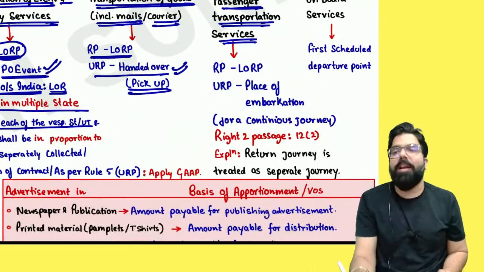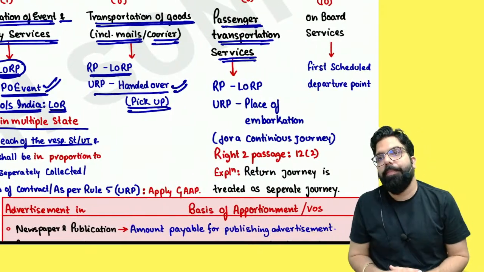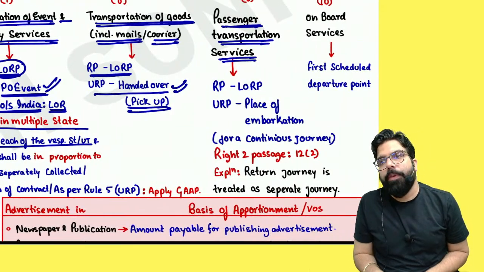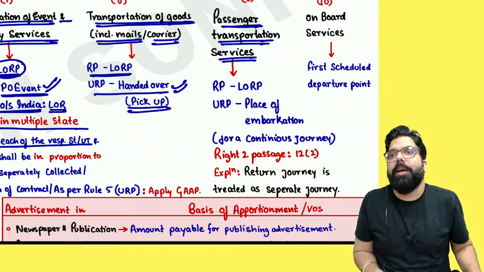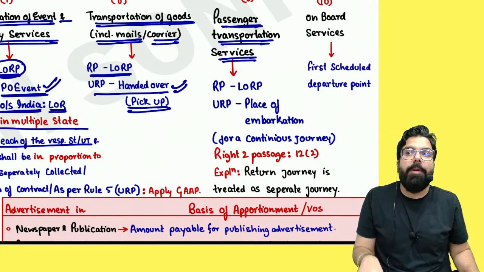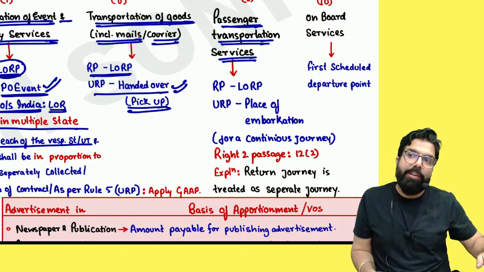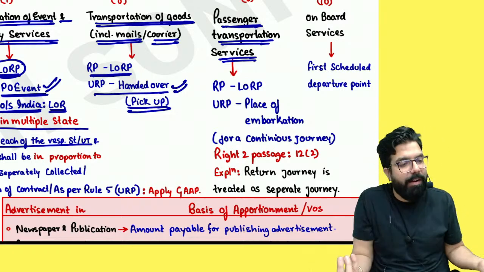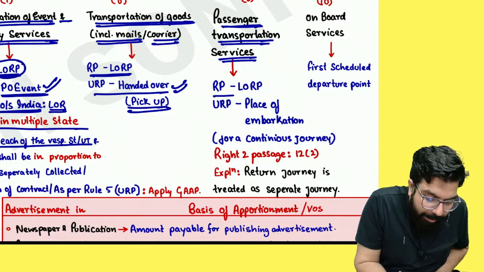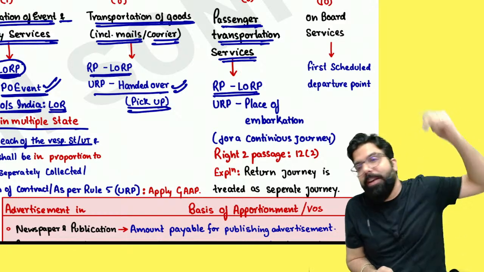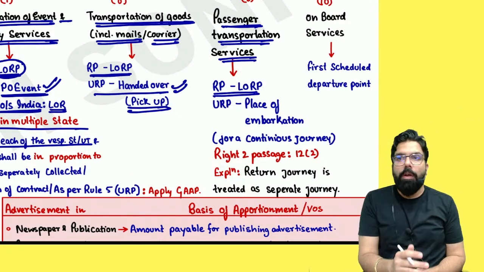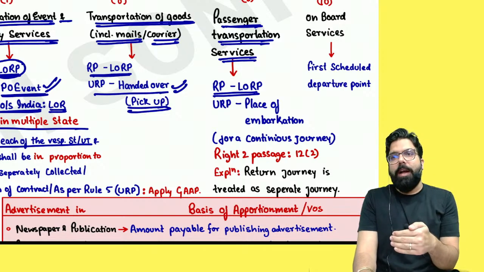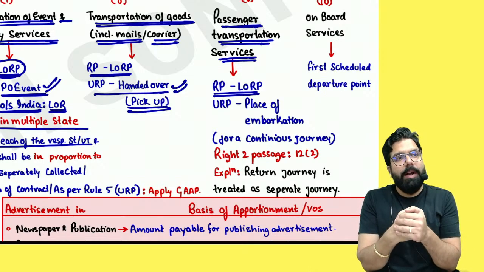Remember, passenger transportation. Supposing I am a bus operator. I am in the state of Karnataka. You are also registered in the state of Karnataka. Can you tell me, if you are a registered person, what is the place of supply? Location of registered person, I will charge you CGST and SGST. Registered person, then location of registered person. What if you are an unregistered person? I am in the state of Karnataka. I am registered in the state of Karnataka.